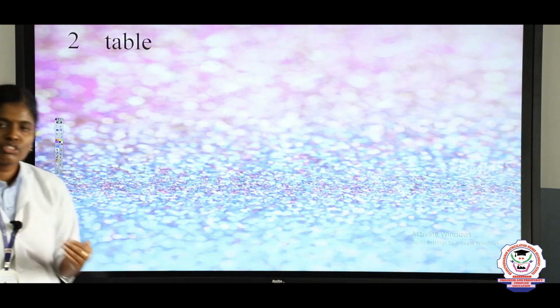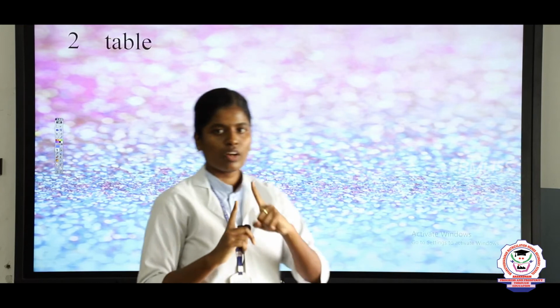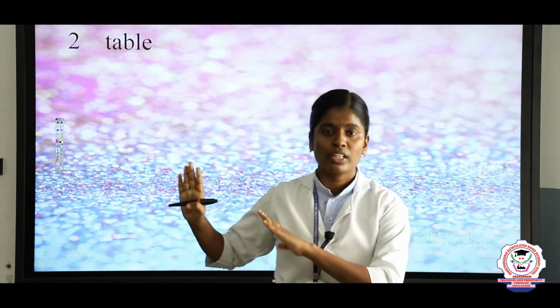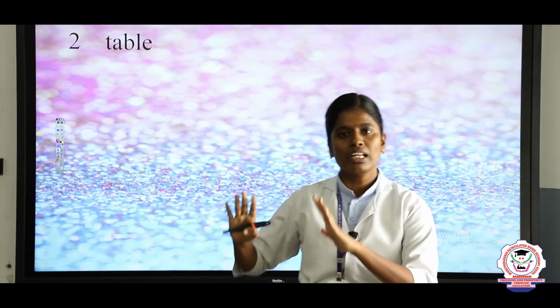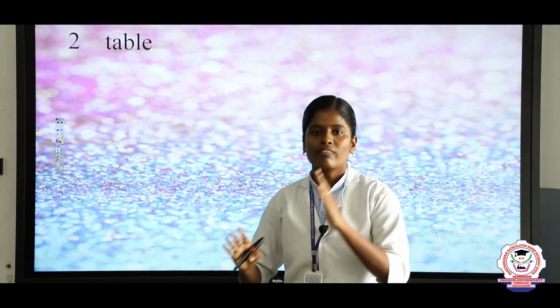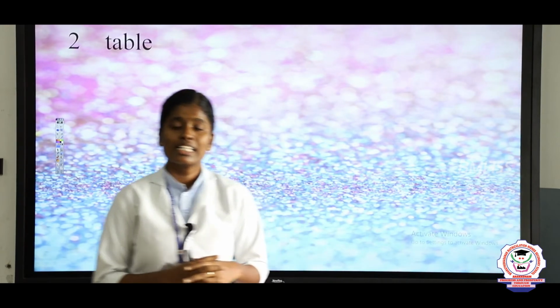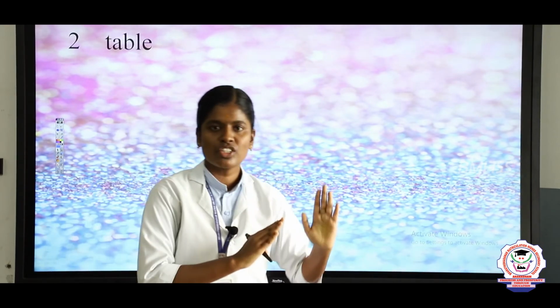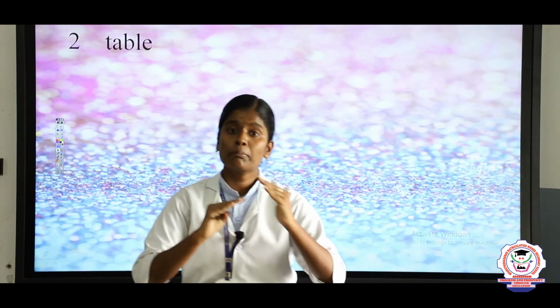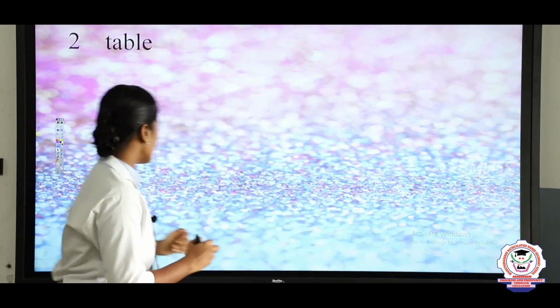Today we are going to see one table, that is the 2 table. While starting the 2 table, first you should start with 2 zeros are 0. So this is the multiplication table. What do we mean by multiplication? Multiplication means repeated addition.